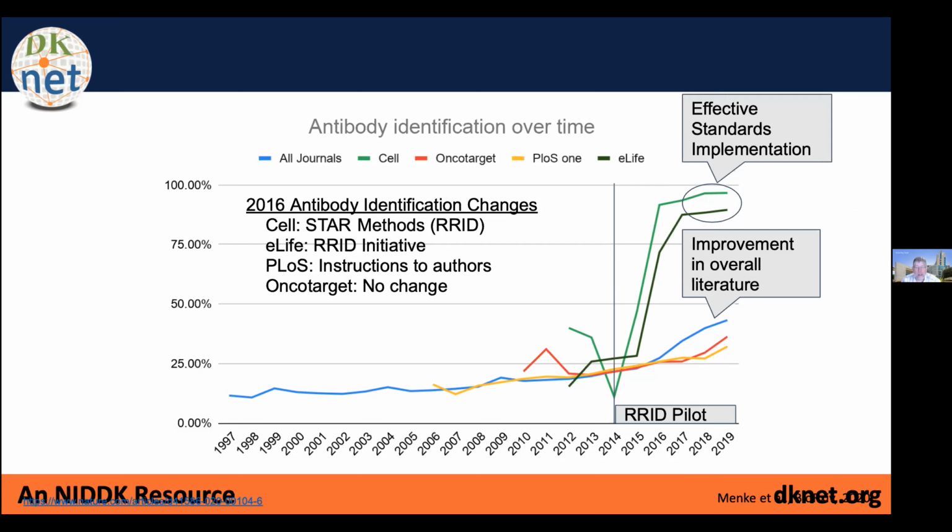Looking at the time when we started developing research resource identifiers and began including them in journal publications, that was around 2014. And so if one looks at the ability to identify certain antibodies, there's a large jump in terms of the identification over the initial 4-5 years of the pilot when we were beginning with the research resource identifiers.